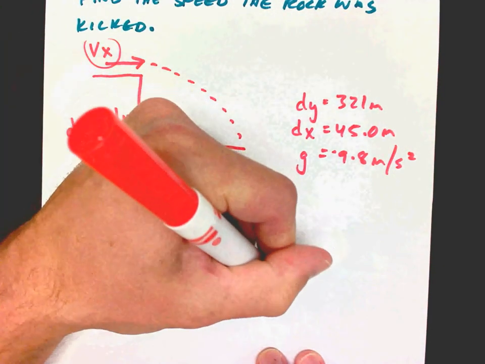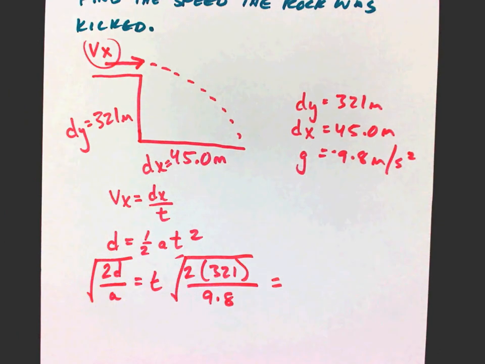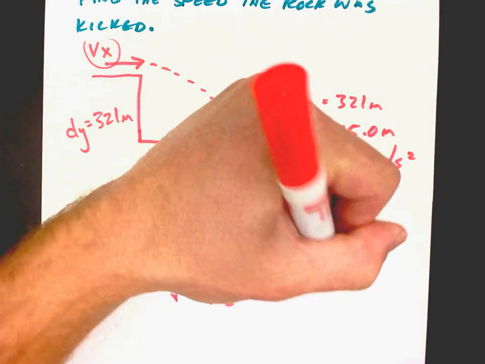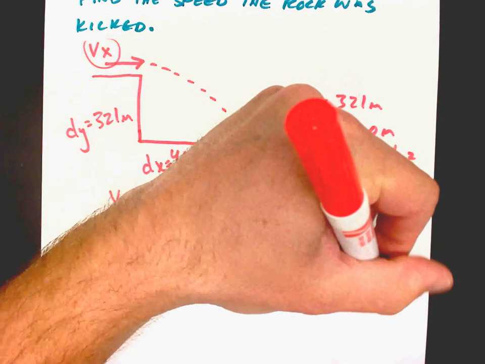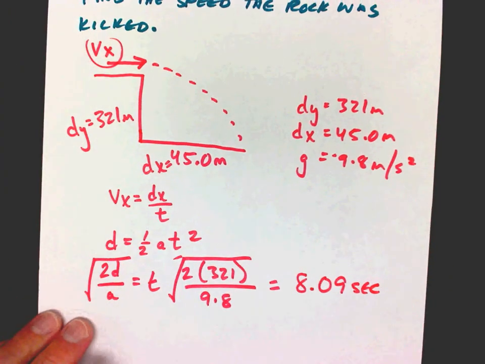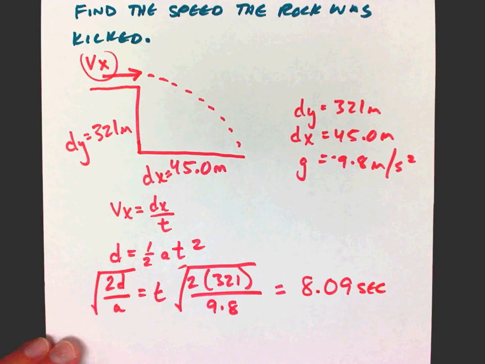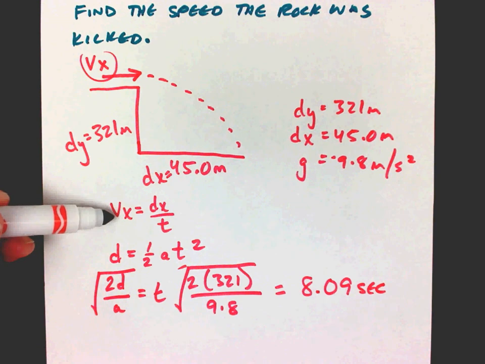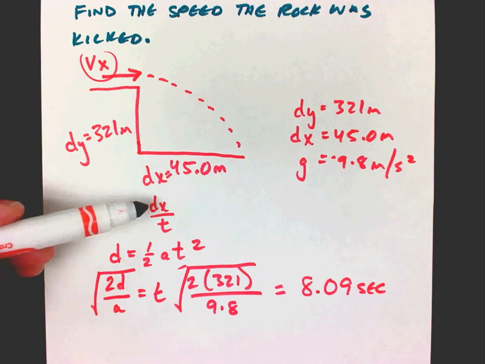And we can solve this time out and see what we get. And I'm coming up with a time of 8.09 seconds. So this thing's going to take a little over 8 seconds to hit the ground, which makes sense. It's a pretty big bridge. This time can then be used up here to solve for Vx. So the problem gets a lot easier now that we have more information. So now we know how far it goes, dx, and we know time. We can solve for Vx.